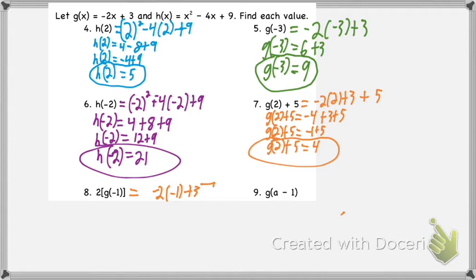But now we have to take this whole thing times 2. That's what it's asking us to do. It's asking us to take 2 times whatever g of negative 1 is. Because we put these brackets there, that tells us we have to do everything inside of them first, before we multiply it with 2. So we do everything inside first, get g of negative 1, and then take 2 times that. Just like over here on number 7, we did all of g of 2, and then tacked on plus 5. Same idea. We're just taking 2 times everything now.